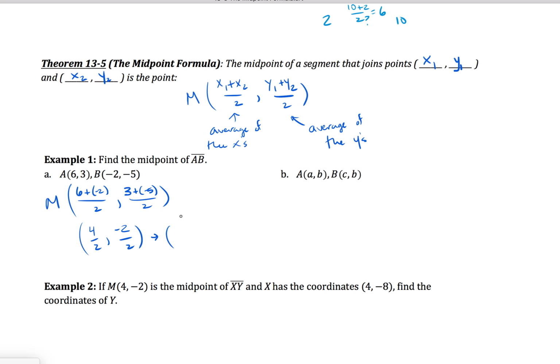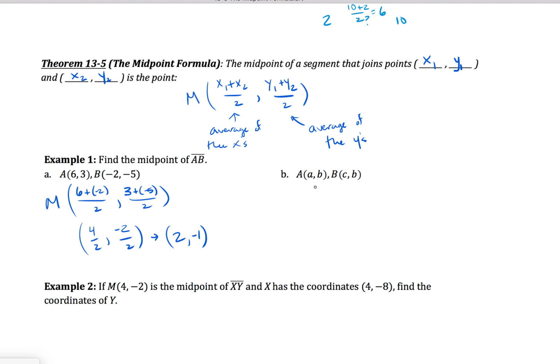So the midpoint is going to be at 4 divided by 2, which is 2, comma, -2 divided by 2, which is -1. So there's the midpoint between these two points. I averaged the x coordinates, 6 plus -2 divided by 2. I averaged the y's, 3 plus -5 divided by 2, and that made up the coordinates of my midpoint.